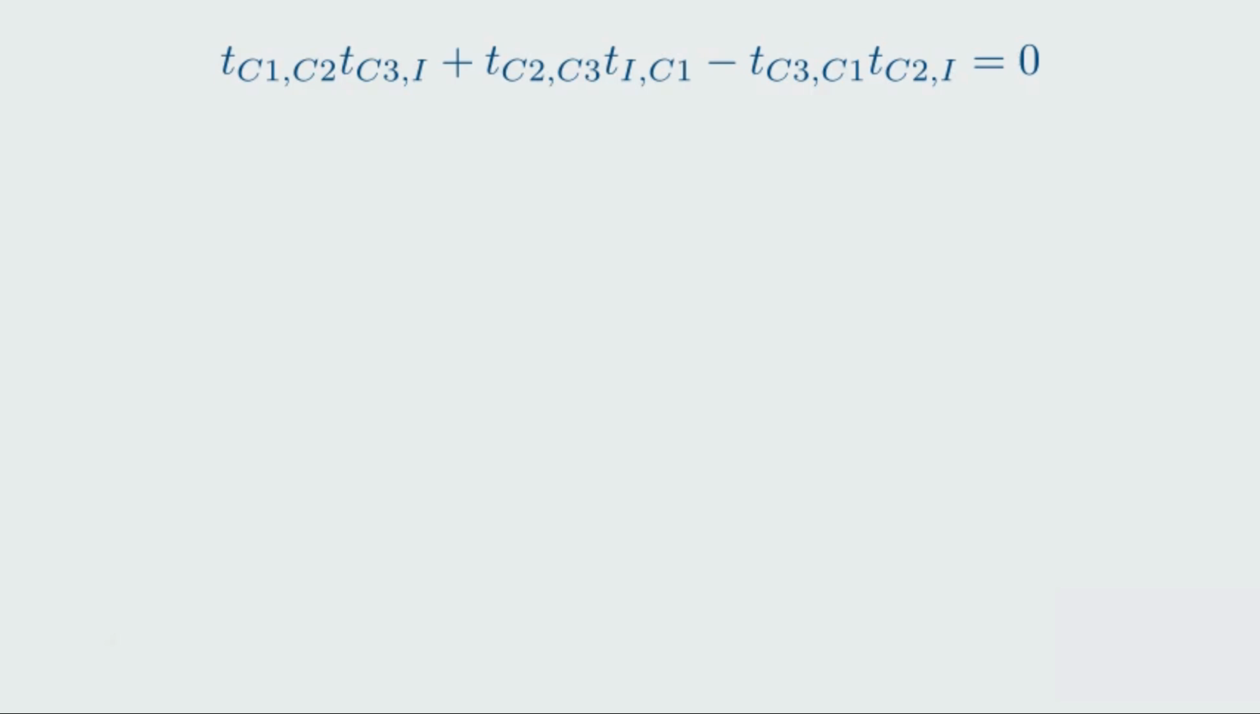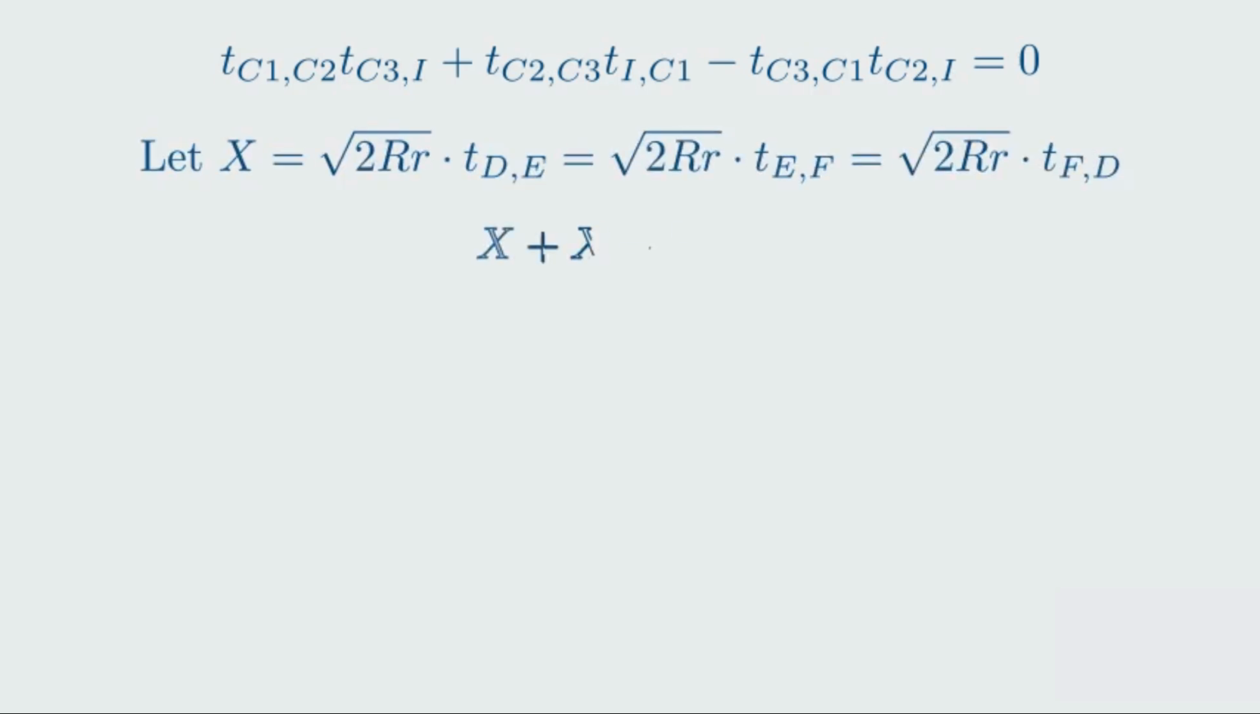The terms like t_C1,I and t_C2,I are related to the distances between the side midpoints and the incenter. After simplification, we find a remarkable thing. All three terms in the equation turn out to be equal. Let's call this common value x. So our equation simplifies to x plus x minus x equals 0. This is clearly true. The fact that this equation holds true confirms our setup was correct. It proves that there is a circle, which we now know is the 9-point circle, that is tangent to all four circles C1, C2, C3, and I.